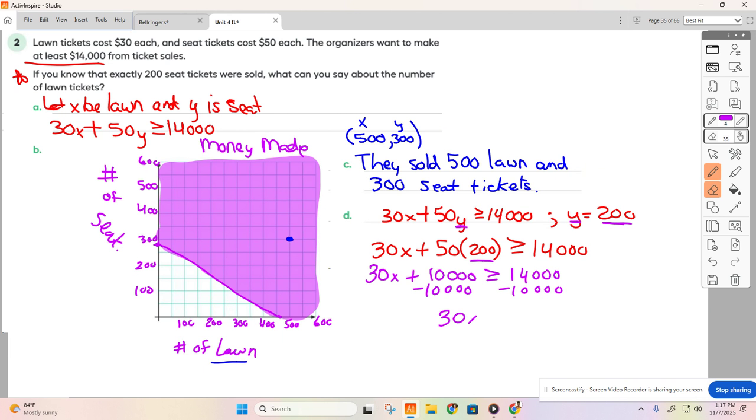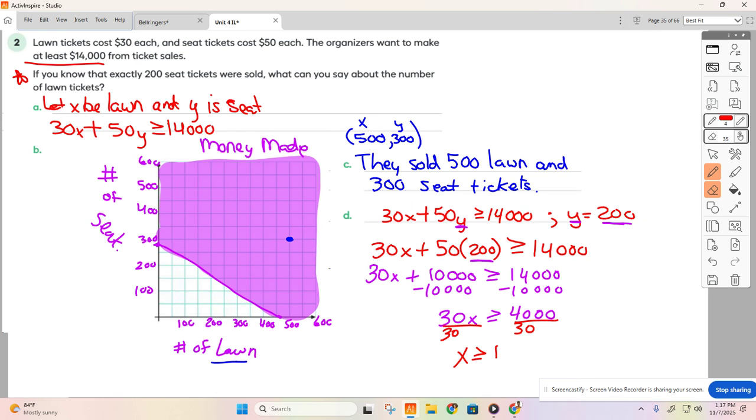That leaves me with 30x is greater than or equal to 4,000. My next step to get the x alone: right now it's being multiplied by 30. Let's divide both sides by 30. So I need to sell 4,000 divided by 30.